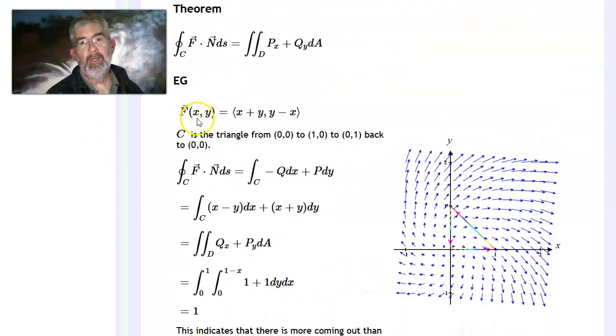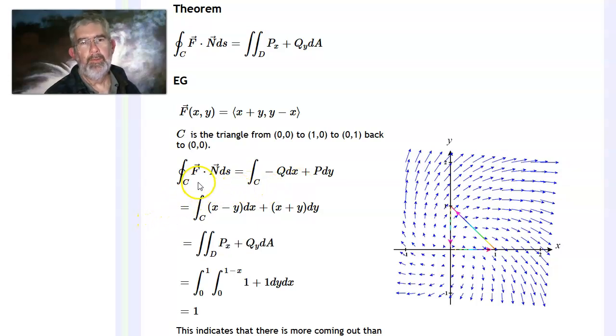So my first example here is the vector field F of x, y is x plus y, comma, y minus x. And the curve that I'm going to integrate around is the triangle, which starts at the origin, goes out to the point 1, 0, then over to 0, 1, and then back to the origin. So it's a closed loop, that triangle oriented in that counterclockwise direction. You can see the little pink arrows indicating the direction.